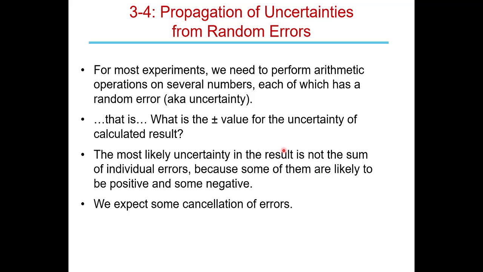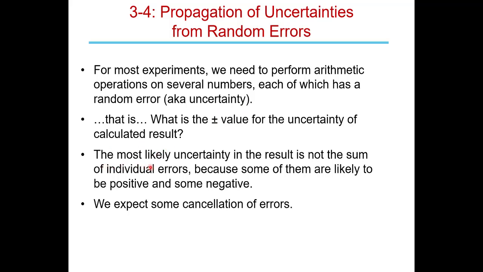All right, so propagating uncertainties and random errors. For most experiments, we need to perform arithmetic operations on several numbers, right? So most of the times when we do an experiment, we will have measured volumes, we'll have measured some masses, and we're going to take all those and do some calculations with those. Typically, we'll just be multiplying, dividing, adding, and subtracting, that kind of thing. But we would like to know each measured value has an uncertainty. What's the uncertainty in the final result, say the molarity of a particular solution? So we want to know what is the plus or minus value, that uncertainty, in that calculated result.